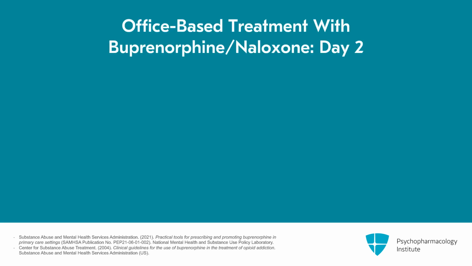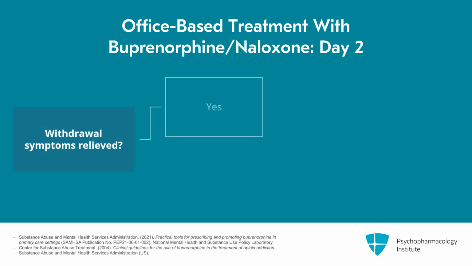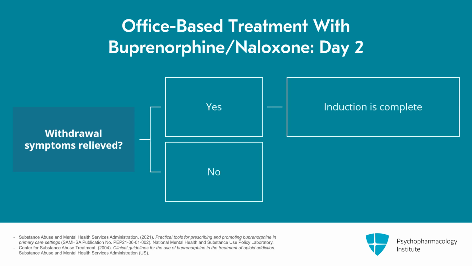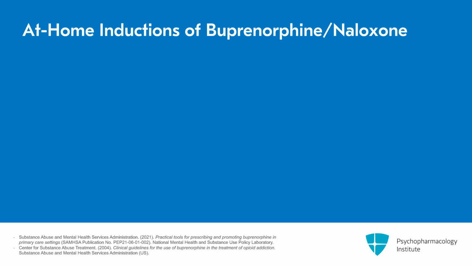On day 2, we give the day 1 total dose, which can be up to 16 milligrams, and then see if withdrawal is completely resolved. If so, induction is complete. If not, we can add 2 to 4 milligrams more. We can repeat this for another day and add 2 to 4 milligrams, again up to 16 milligrams usually. Another thing to consider is at-home inductions that are possible and safe.